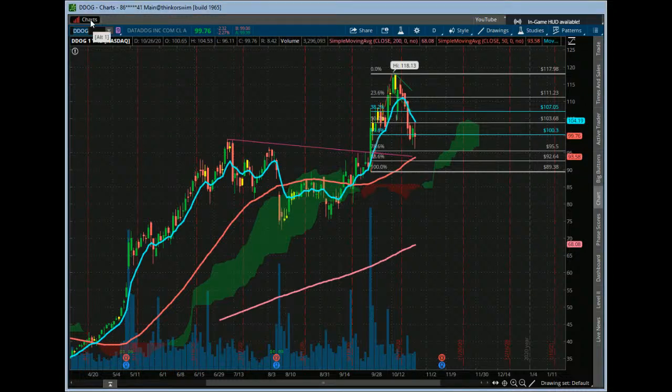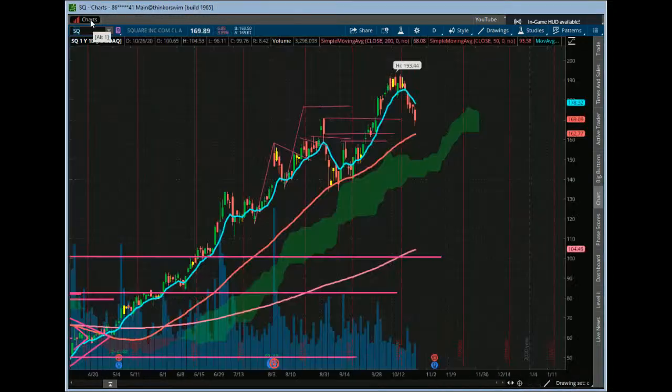What else? Square. There's another one too. Again, Square, definitely curling over right here with the ADMA. So it filled an open gap there today. Let's see if it can hold that prior resistance as support. You can see that line coming over at about 169-ish. So we've got that going on there too.